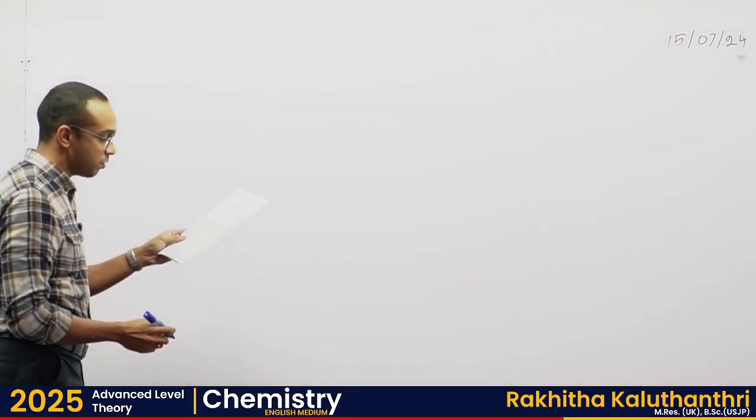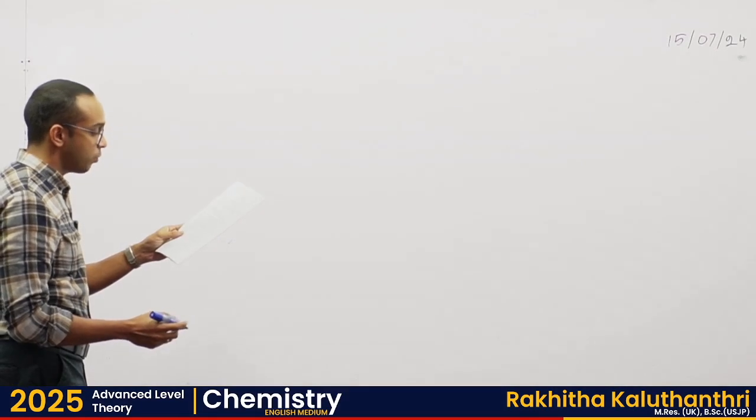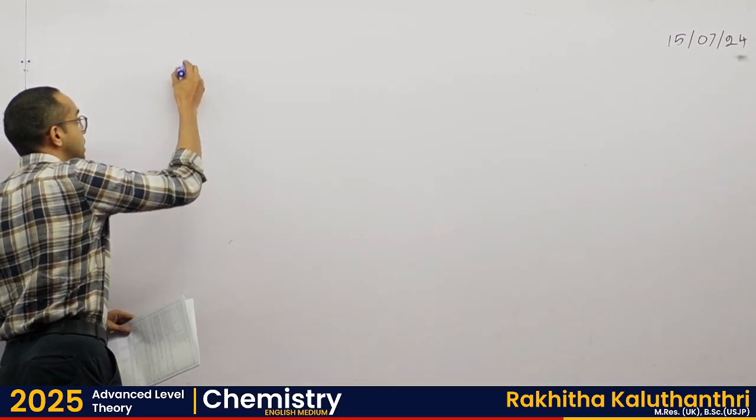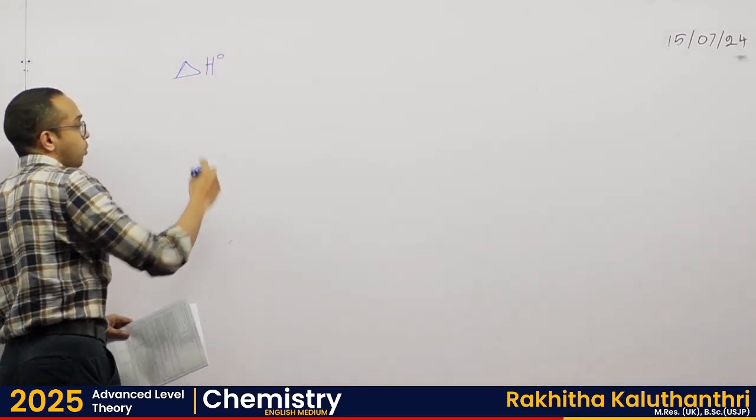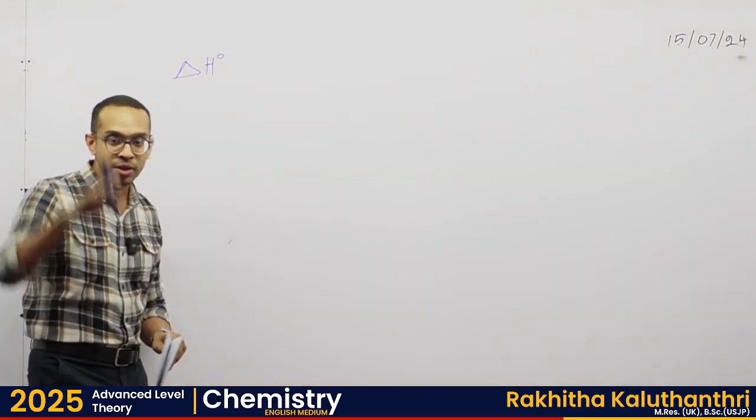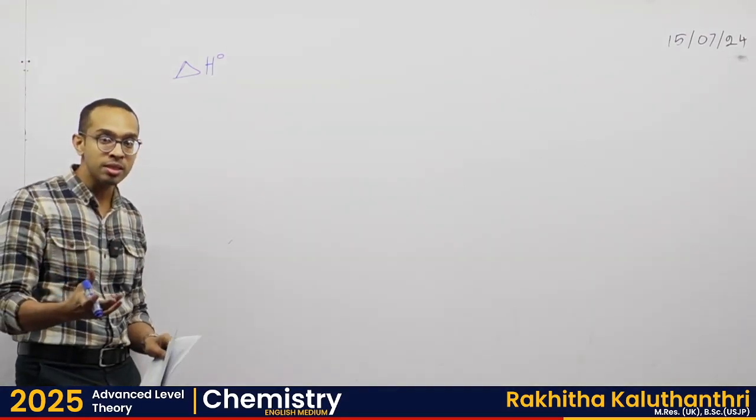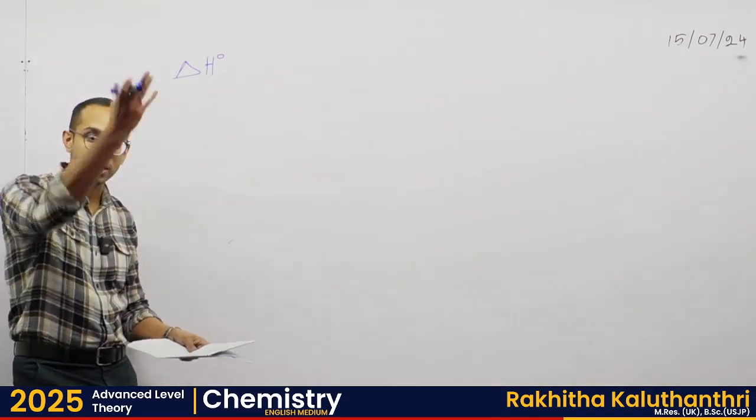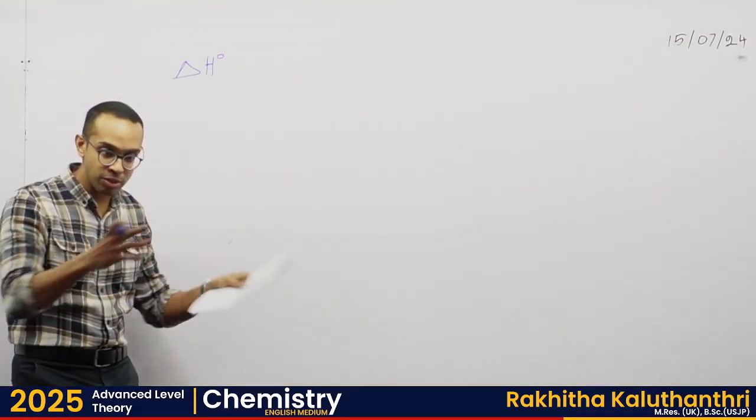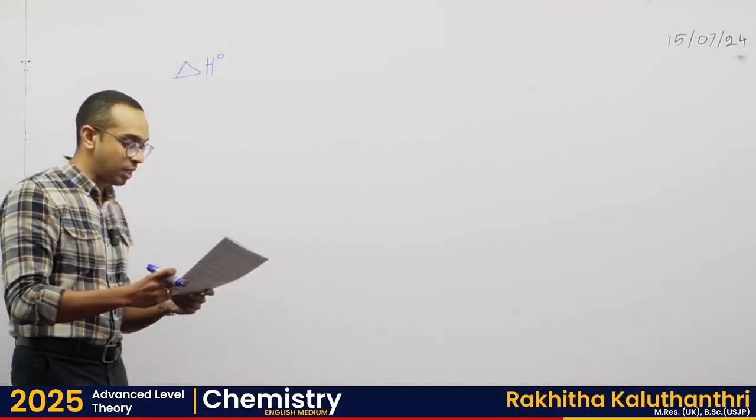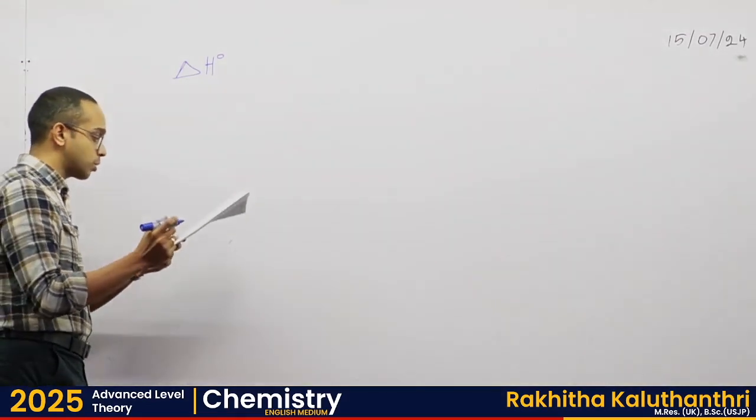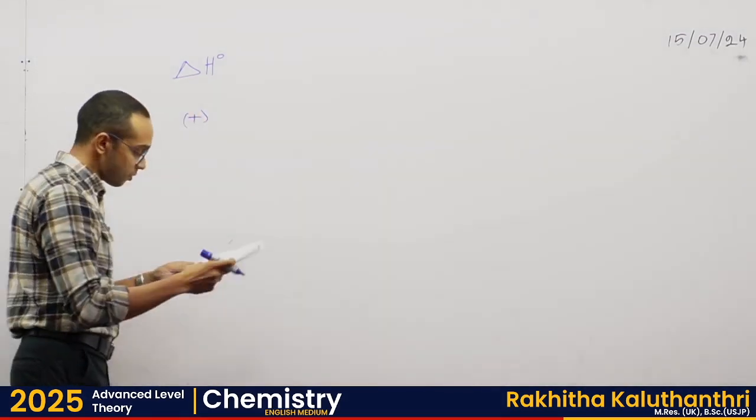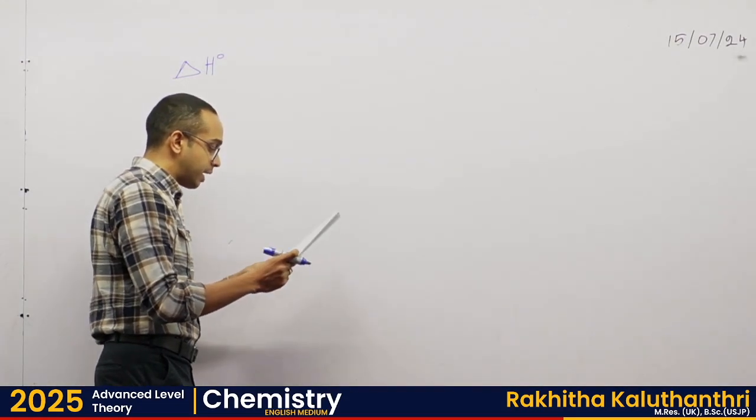When solid ammonium chloride dissolves, the temperature in the solution decreases. Which of the following is true about delta H and delta S? Now students, if the temperature is decreasing, is the process endothermic or exothermic? If the temperature of the medium decreases, the process is endothermic, right? If something is giving off heat, then the temperature of the medium increases. If something is absorbing heat, then the temperature of the medium decreases. So the process is definitely endothermic. So delta H has to be positive. Which of the following is true about delta S though?